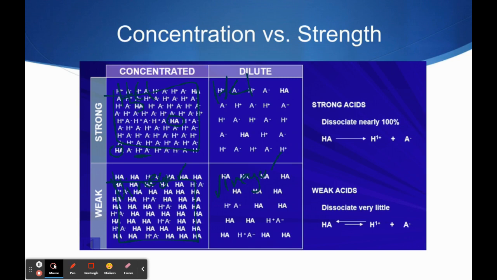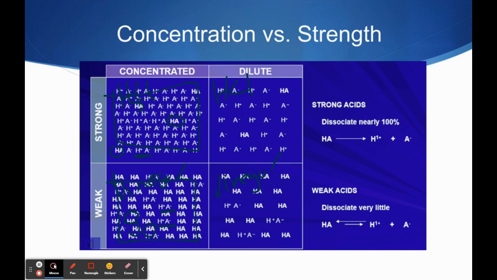The same thing with the dilute version. Most of the acid has broken up into its ions. Now, if you look at the weak acid, a couple of ions have formed, broken up into the H+ and then the negative part. But the majority of the acid molecules have remained the same. That's what makes it weak.